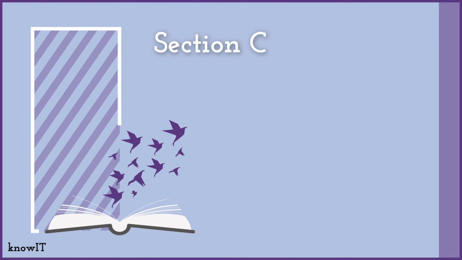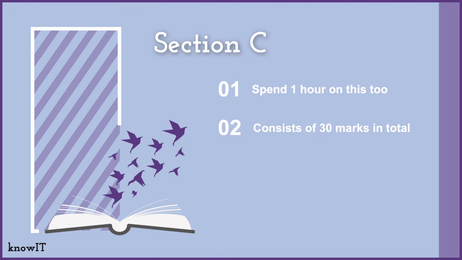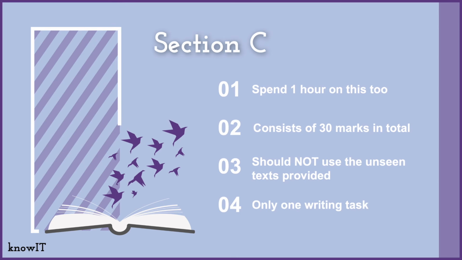Now let's move on to section C. Section C is also a section that you have to spend 1 hour on. So in total, you spend 1 hour on each of the sections, so in total, 3 hours. Then this one is also for 30 marks. However, you should not use the unseen texts that are given in this section. And it consists of only one writing task. So in this one writing task, don't use the unseen texts that are provided.